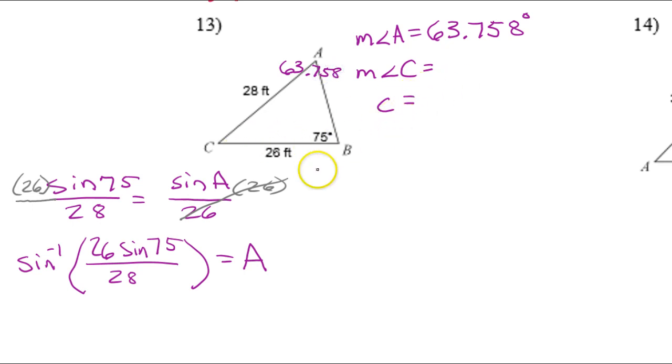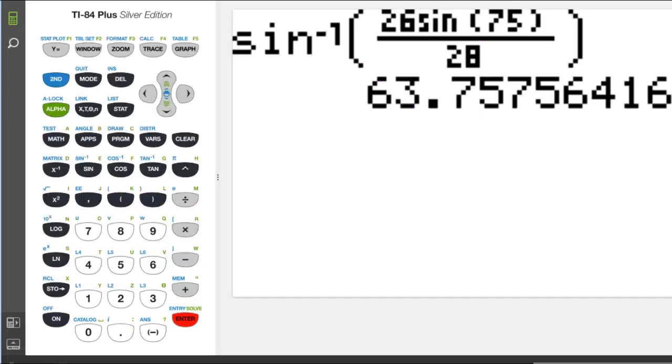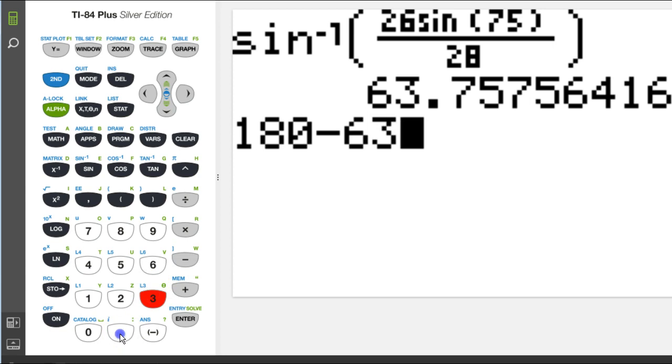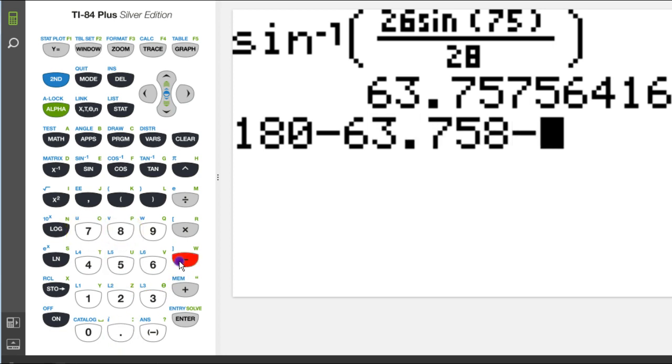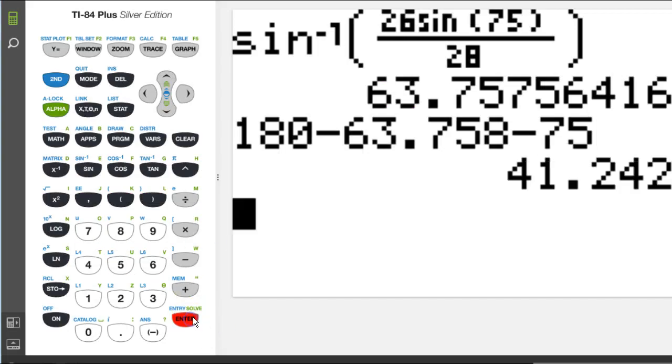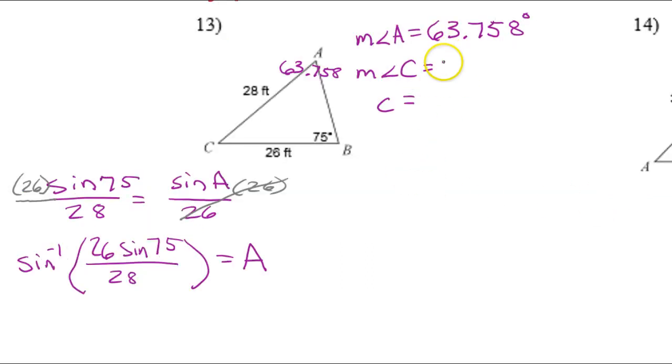Okay, we can go ahead and find the measure of angle C now, because all of these three angles need to add up to 180. So if I take 180 and subtract 63.758, and I also subtract the 75, that leaves me 41.242 degrees. Okay, so that is the measure of angle C.